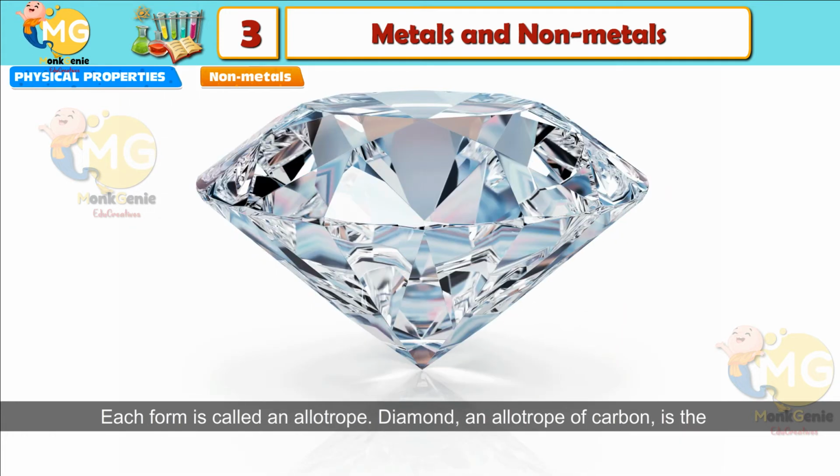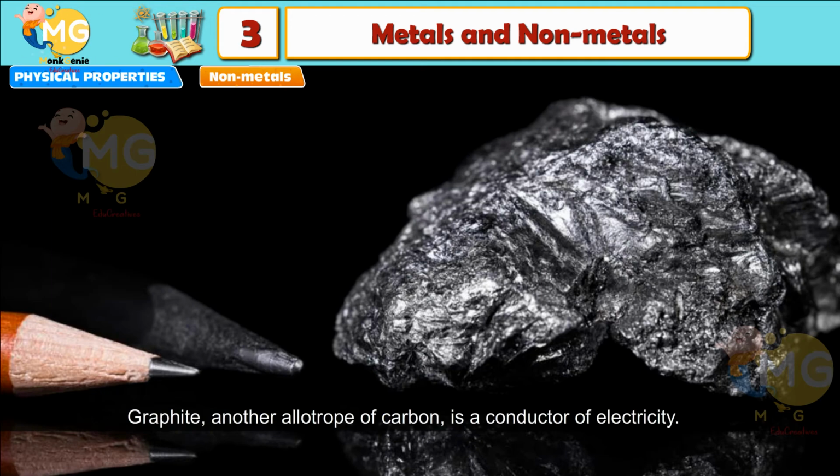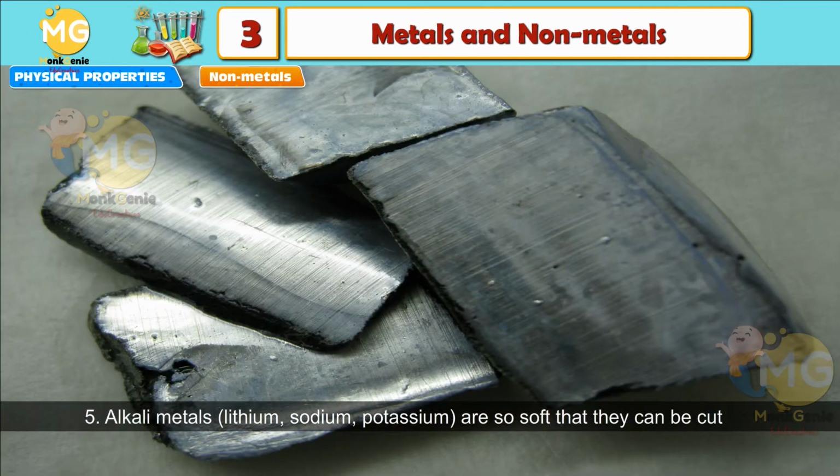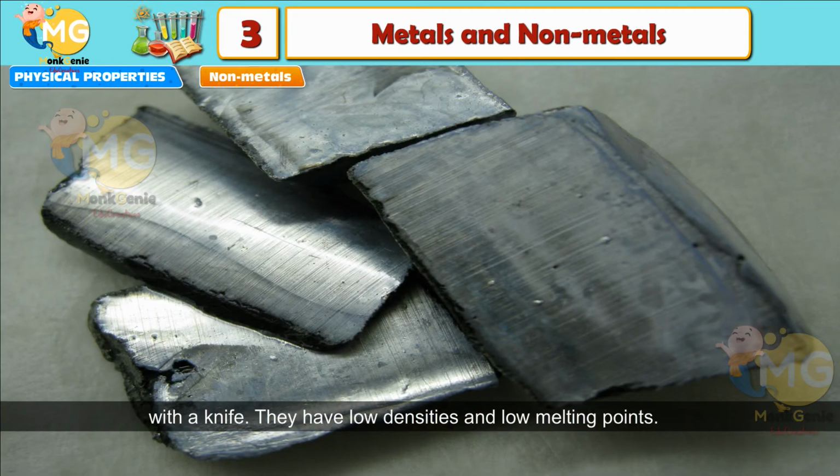Diamond, an allotrope of carbon, is the hardest natural substance known and has a very high melting and boiling point. Graphite, another allotrope of carbon, is a conductor of electricity. 5. Alkali metals, lithium, sodium, potassium, are so soft that they can be cut with a knife. They have low densities and low melting points.